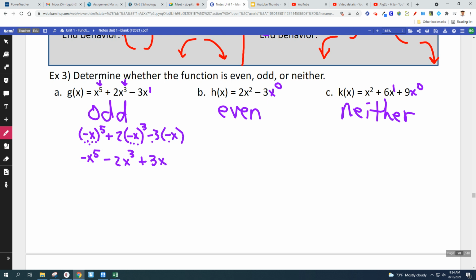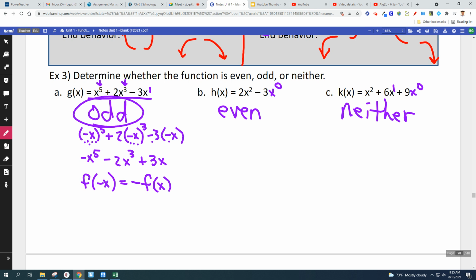Do we have the same thing as what we started with? We don't. We have exactly the opposite. Every single one of those terms is the opposite sign, right? I went from positive x to the fifth to negative. I went from positive 2 to negative. I went from negative 3 to positive. Everything's the opposite. And so f of negative x is equal to the opposite of our original function.